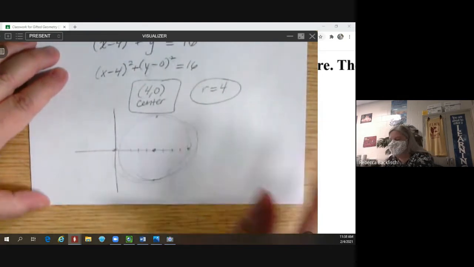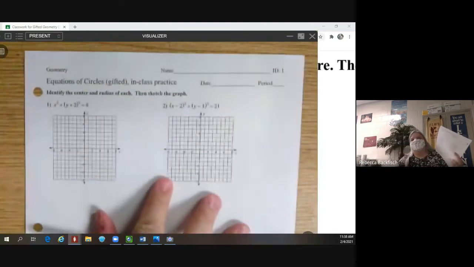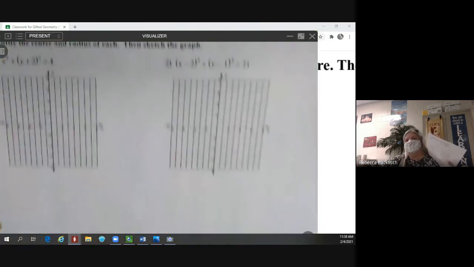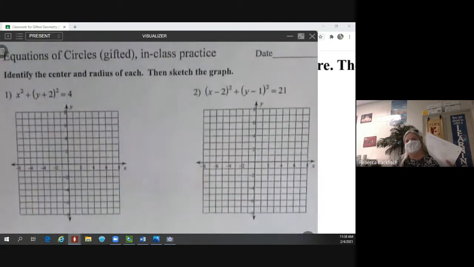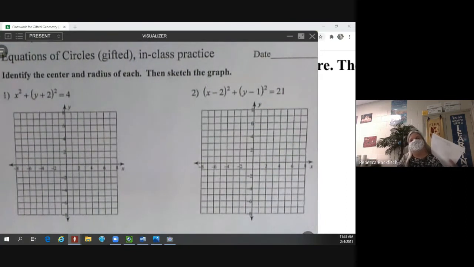Okay, so let me show you what that looks like on a grid and do some more of those real quick. Okay, this is a sheet of some practice problems we are going to do together. All right, so look at both of those problems. Think about what your center is and what your radius is.